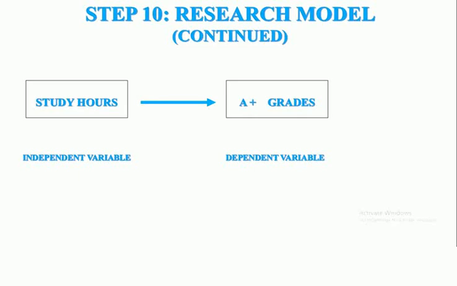Next is research model example. A simple research model example is study hours is the independent variable, and the dependent variable on study hours is your grades. Your grade depends on your study hours, how many hours you are studying.